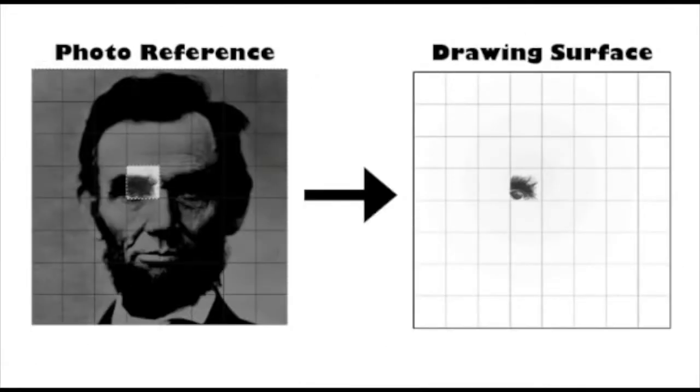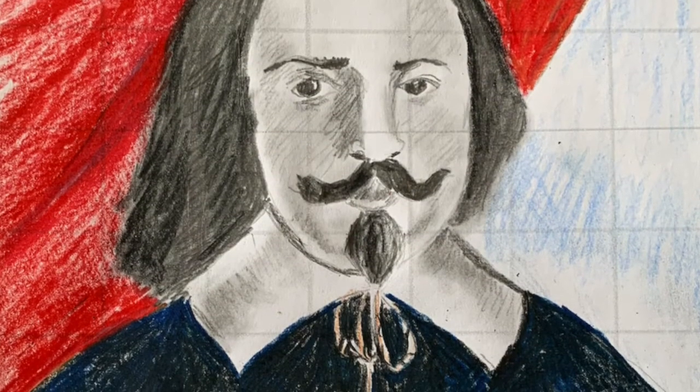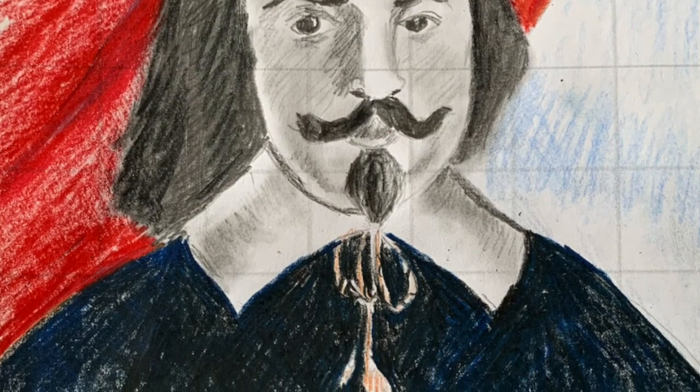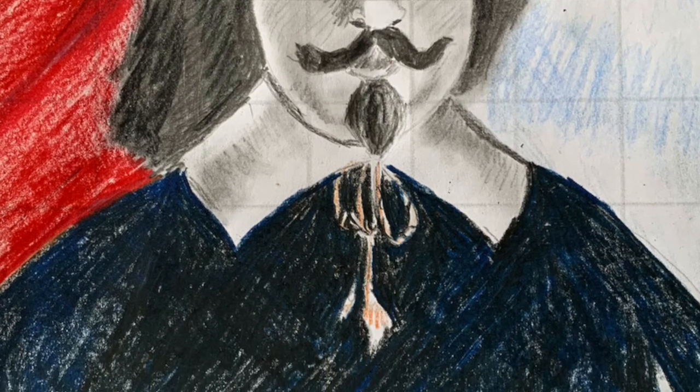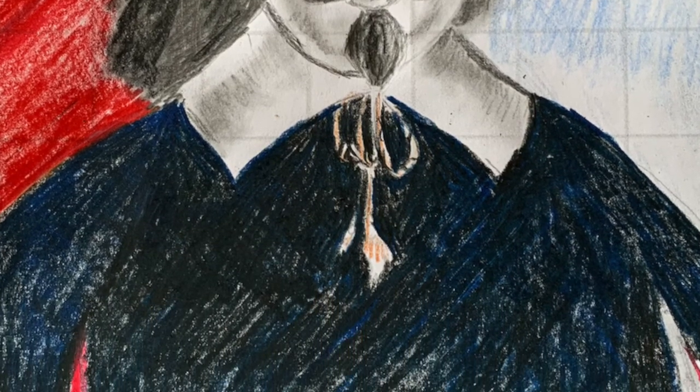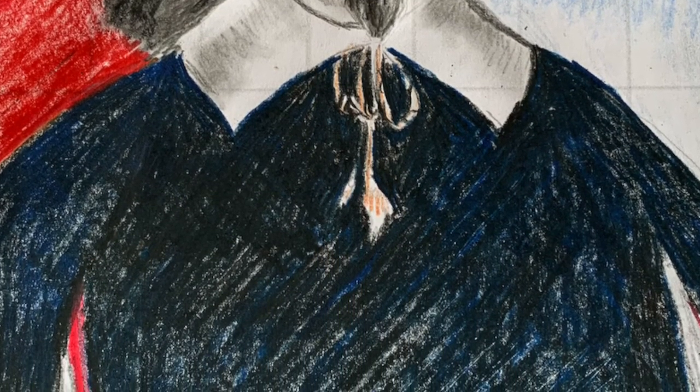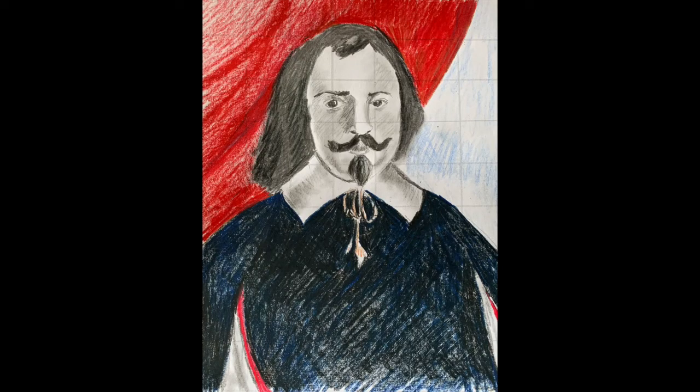So here's our reference image on the left. That highlighted square would then transfer over to my drawing surface. Then I would go on to the next square and the next square until my whole drawing was done. So either method you choose, you'll end up with an awesome and realistic looking portrait of the photo that you're trying to draw. So there's my portrait of Samuel de Champlain.